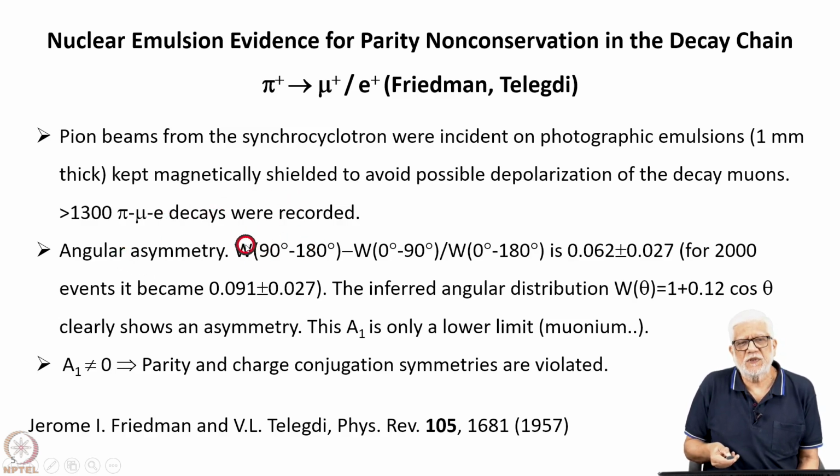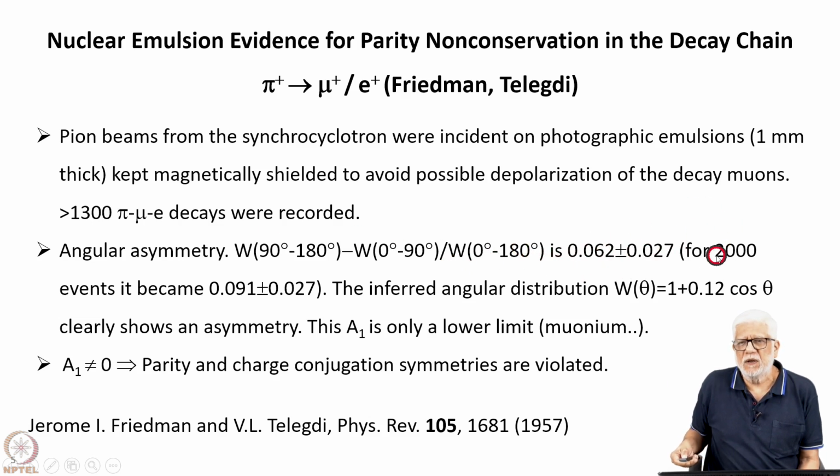These were recorded, and they looked at this asymmetry. The W represents the counts that you see from 90 to 180 subtracted from counts that you see from 0 to 90 degrees with respect to the direction of the beam, and divided by the sum total, and you get an angular asymmetry which is roughly 2.5 sigma or so for these events that they saw at that time, 1300 events.